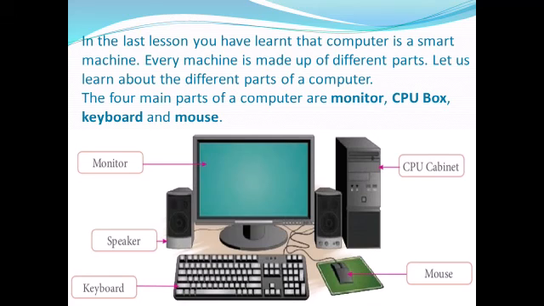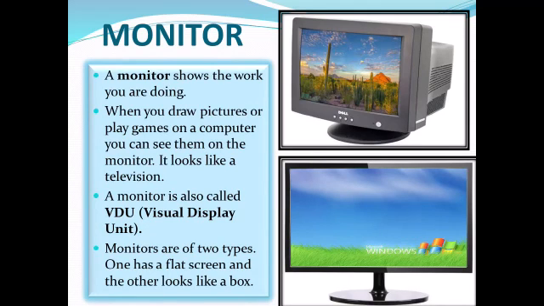There are four main parts of a computer, and these four main parts are monitor, CPU box, keyboard and mouse. Without these main parts, a computer cannot function well. You basically need all these parts for a computer to work. Now let us discuss the main parts of a computer in detail.